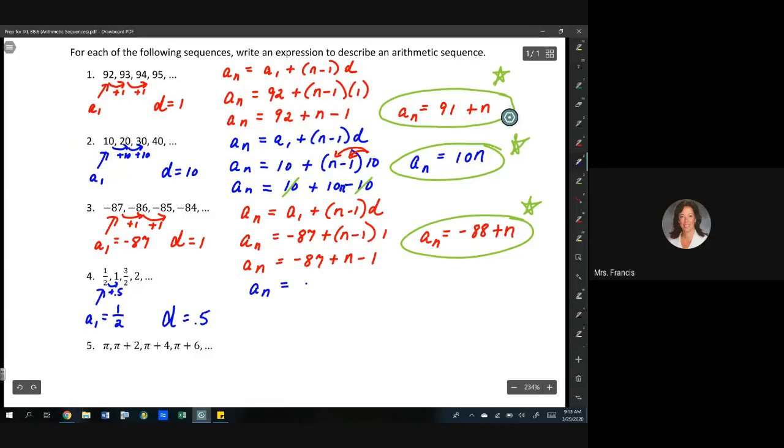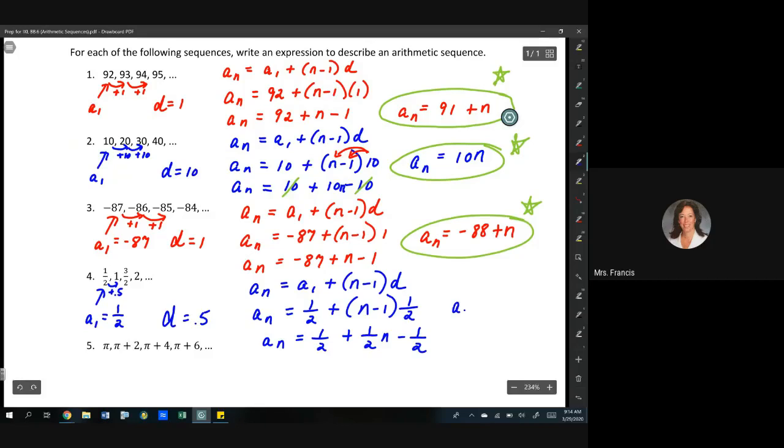Write the formula. The value of the first term is a half plus n minus 1 times, I'm going to write it as a fraction. Fractions are my friend. So we get 1/2 plus 1/2 n minus a half. When we simplify that, I love when you can cross stuff off, it feels so good. 1/2 minus a half goes away. So we end up with a sub n equals 1/2 n.